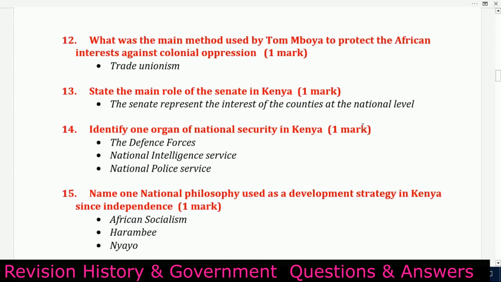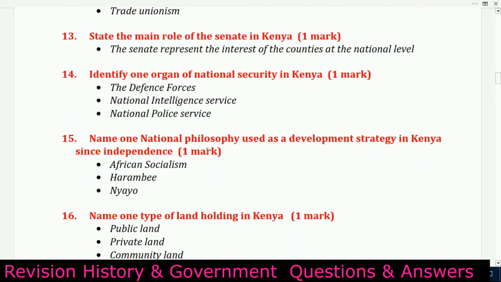Question number 12. What was the main method used by Tom Mboya to protect the African interests against colonial oppression? Used trade unions. Question number 13. State the main role of the Senate in Kenya. What is the work of the Senate? The main one, the reason why a Senate was formed. This one is that the Senate represents the interest of the counties at the national level.